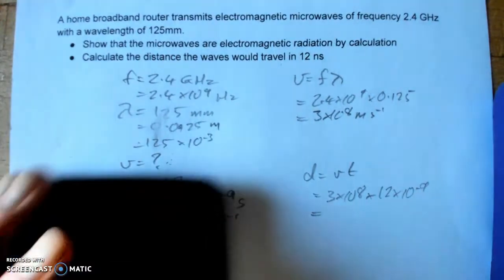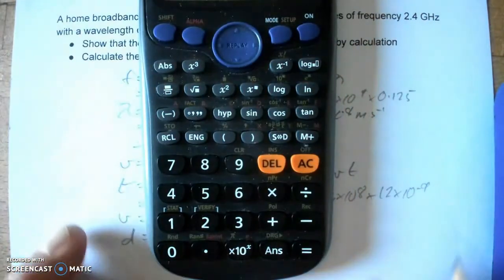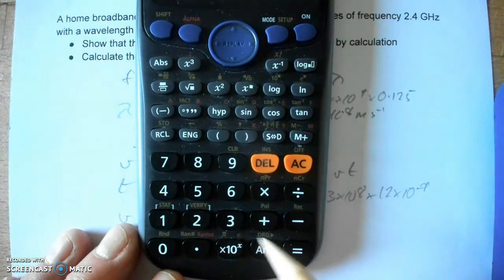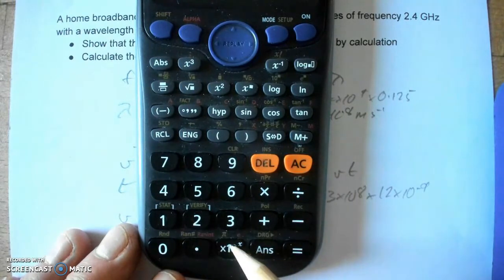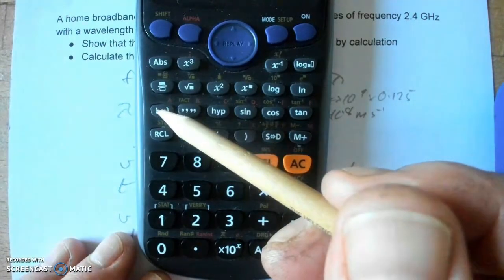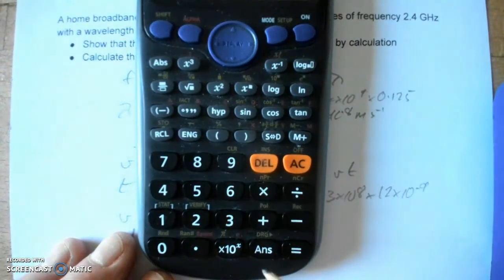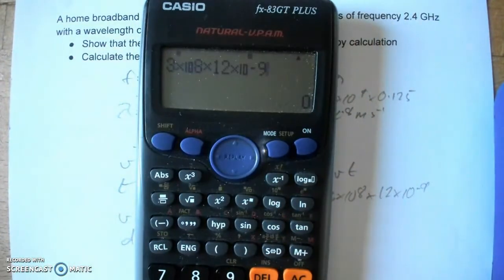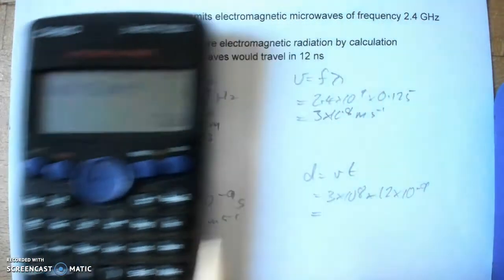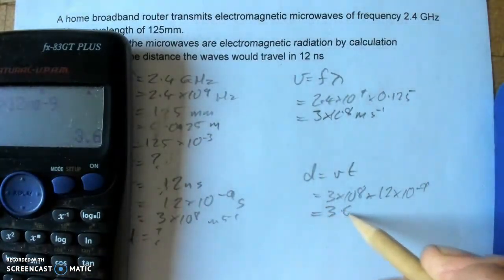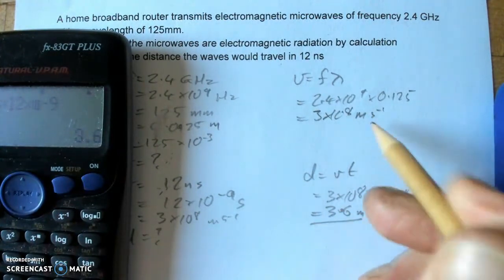And again, seeing that on the calculator, the display is 3 times 10 to the power 8 times 12 times 10 to the power. And because it's minus 9, we're going to use the change sign key here with 9 there. And so that's what it's looking like there. Press equals, and we've got a distance of 3.6 meters. That's your two answers.